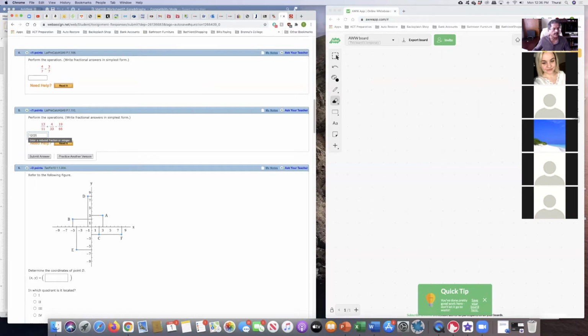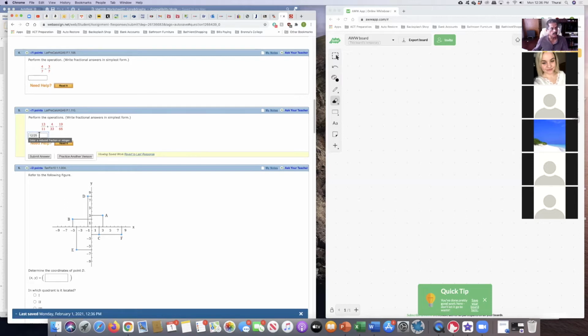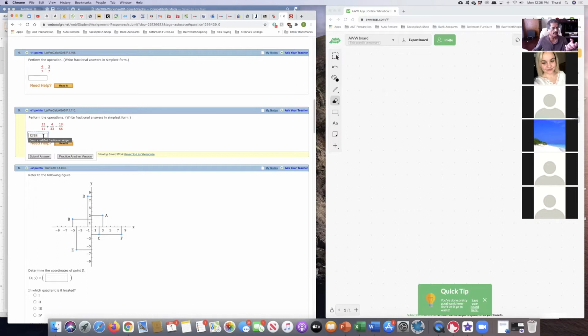So something like that is acceptable. But whenever you need the mathematical tools to enter the answer, it'll bring up the toolbox. So here we don't need it. So that's why it didn't bring up.